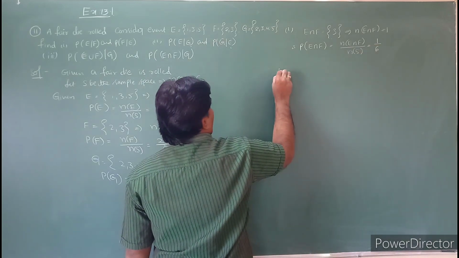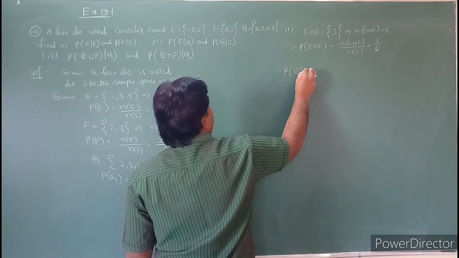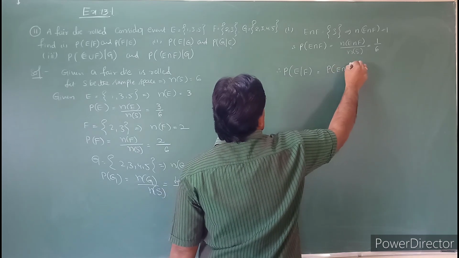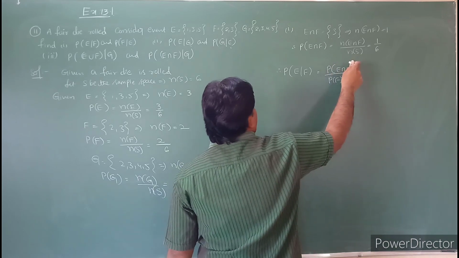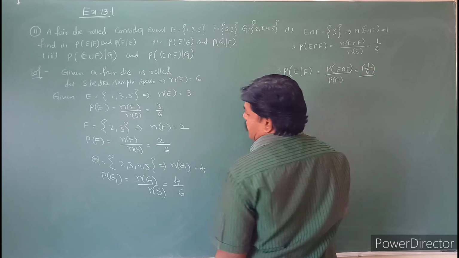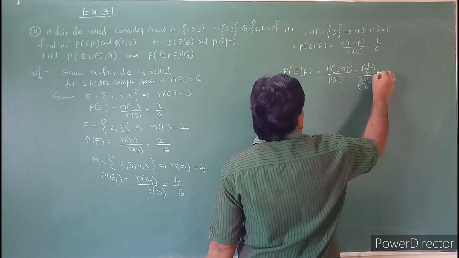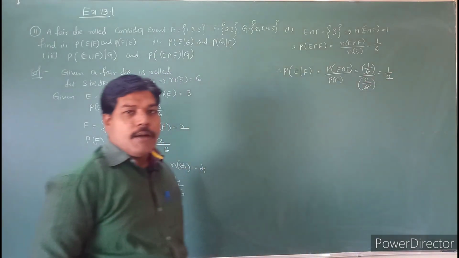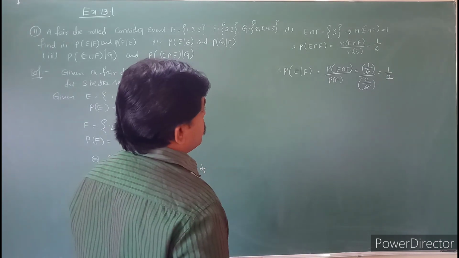Next, what is the problem they are asking? Probability of E given F is equal to probability of E intersection F by probability of F. So that is equal to 1 by 6 divided by probability of F. What is the probability of F? You have already calculated that, it is 2 by 6. So the 6 will be cancelled, and it will become 1 by 2. So you will get the value 1 by 2.